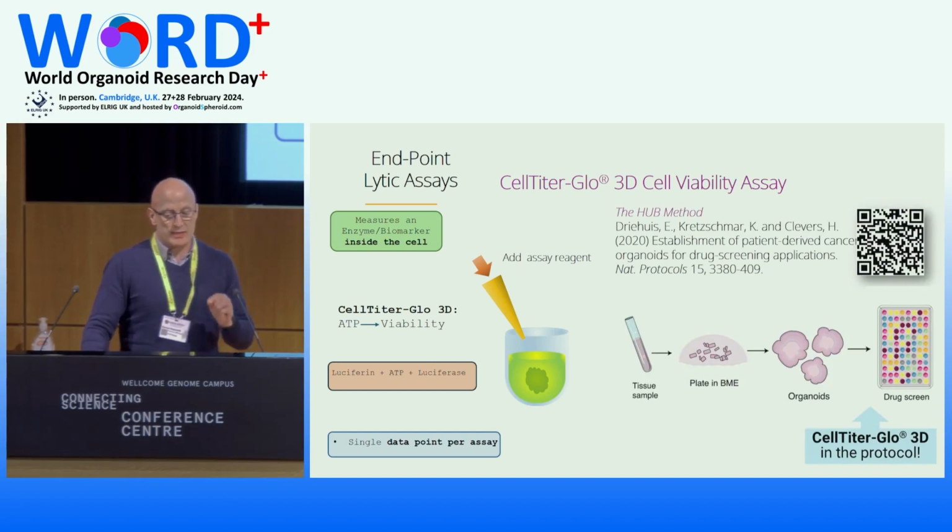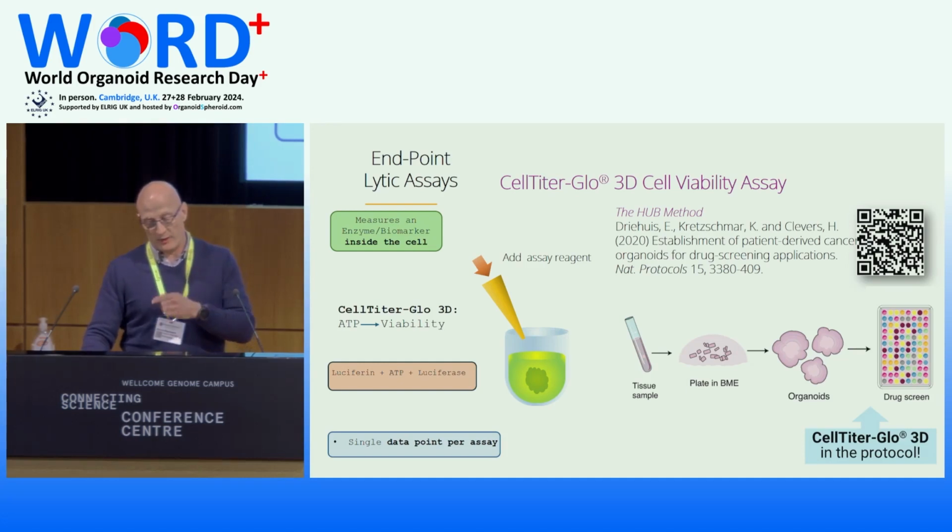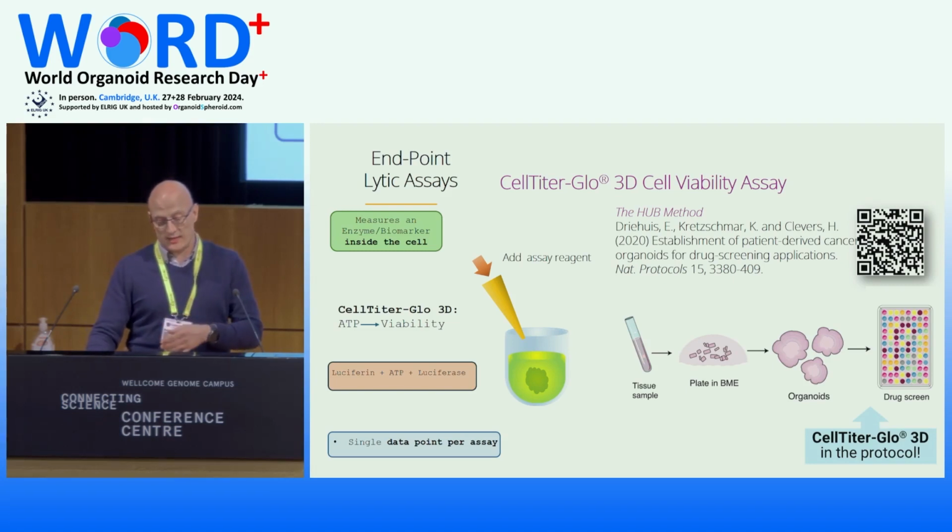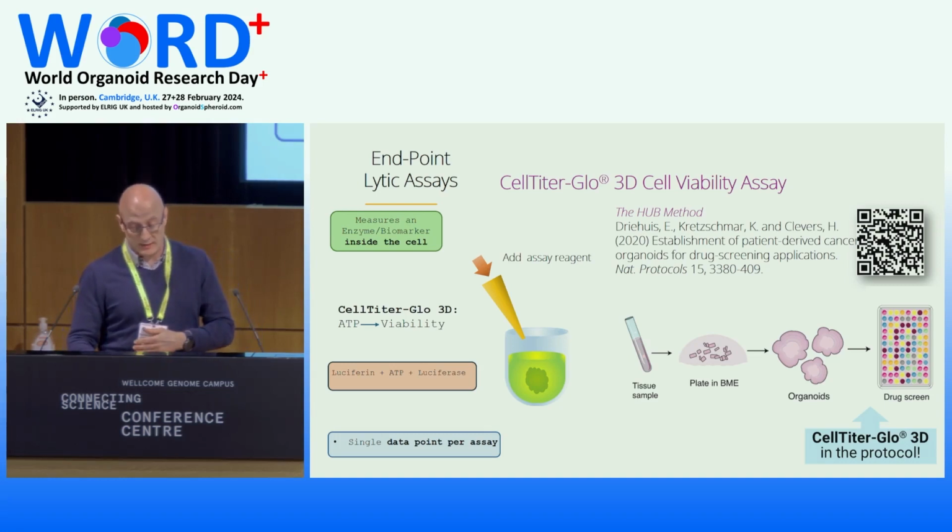Now, CellTiter-Glo 3D has been used in the HUB method. This is a protocol that's been developed and published by Hans Clevers' group. And he's used CellTiter-Glo to assess the viability of these organoids in their drug screens.